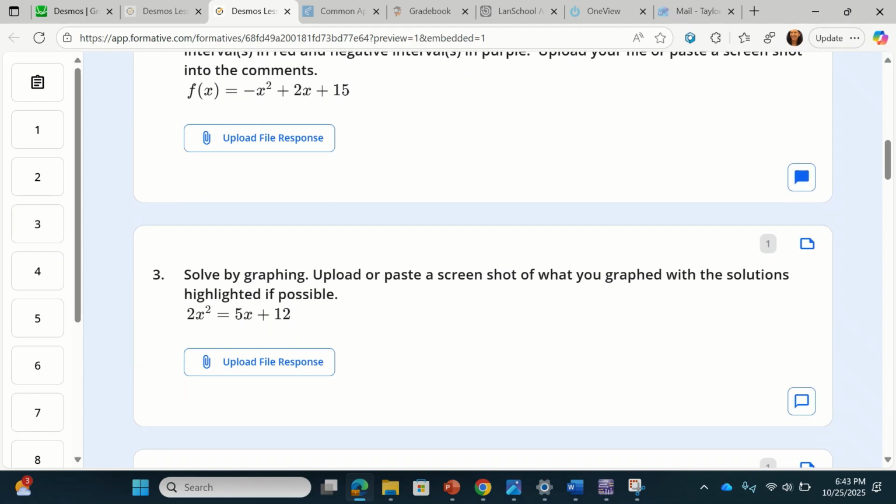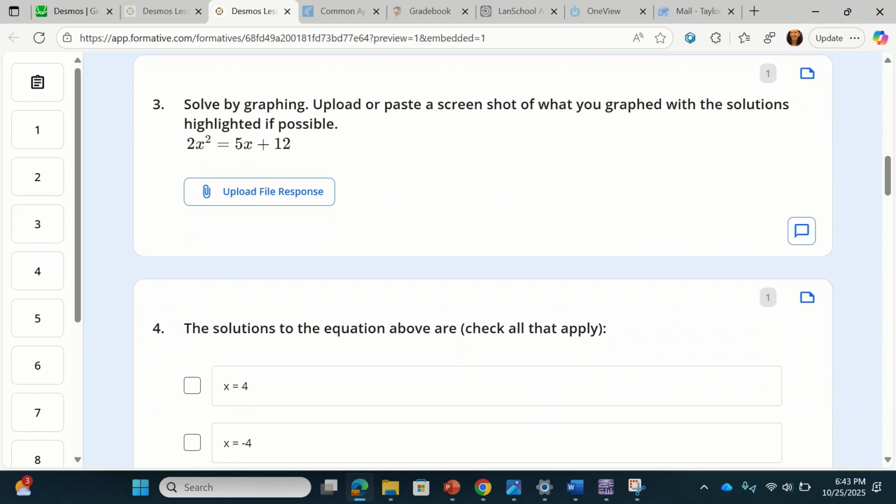Now, the next series of questions are all about solving by graphing. Okay, and I think I'm going to do this a couple of different ways. I'm going to write this down. So we have 2x squared equals 5x plus 12. Okay, so I'm going to do this, I think, 3 different ways for you, and you can kind of pick which one of these you want to go with.